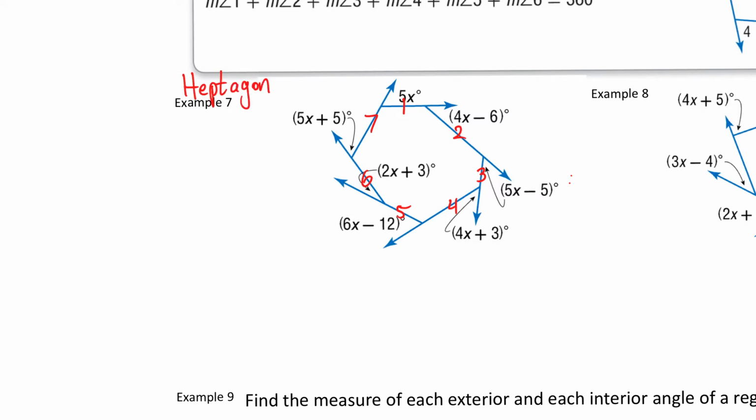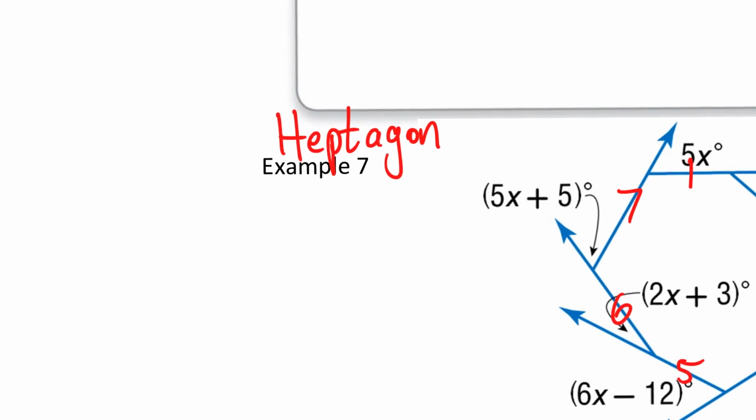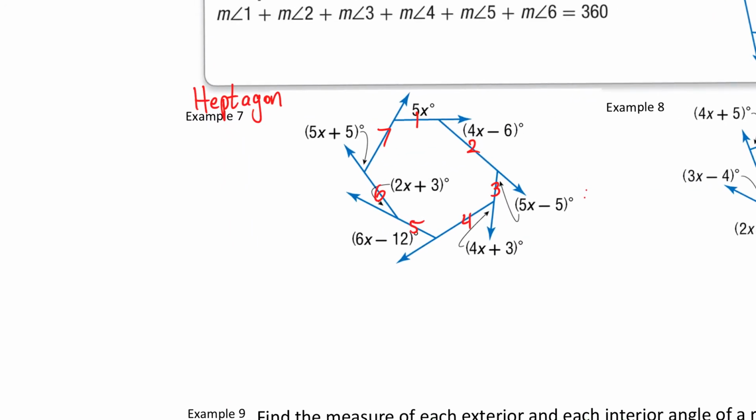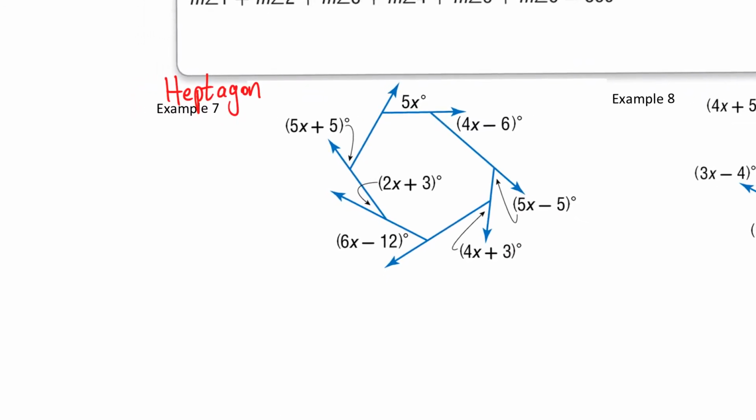Interesting. Okay? Heptagon. Heptagon is what we call a 7-sided shape. Which actually doesn't matter for what we're about to do, because what we're dealing with is these exterior angles. So this 5x is talking about this angle. This 4x minus 6 is talking about this one. So what do those 7 angles add up to?